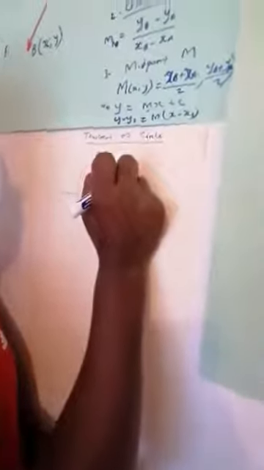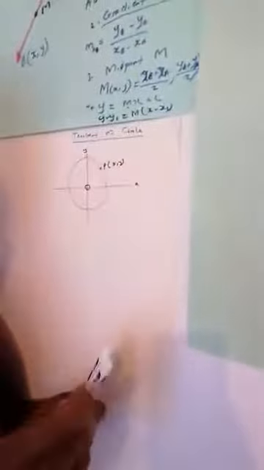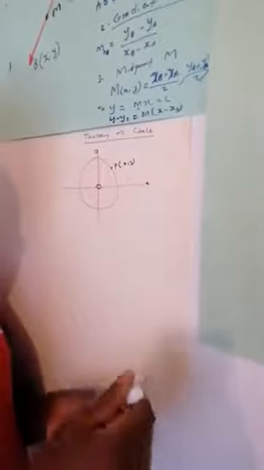and our circle is coming from the origin. This is x and this is y. And we've got a point here, maybe it's x and y. And we've got our radius. Here is our radius, r.